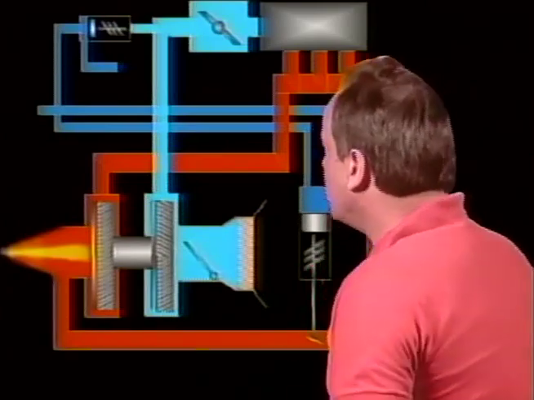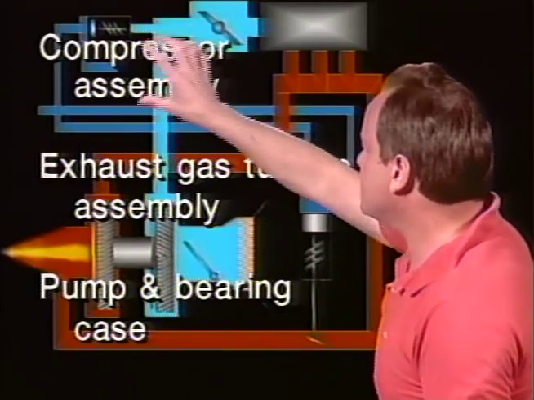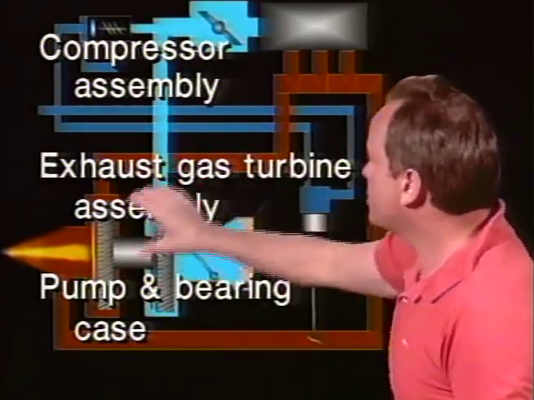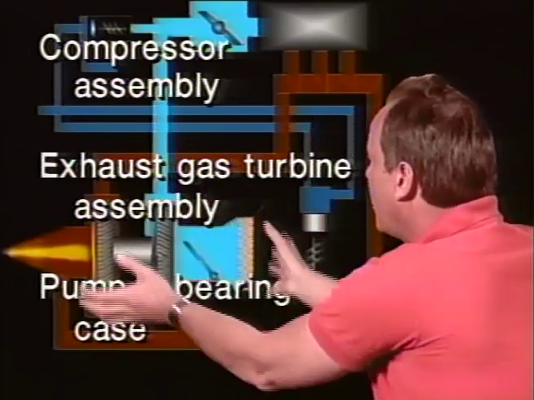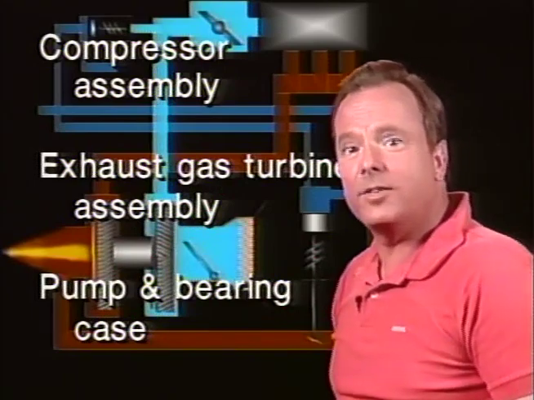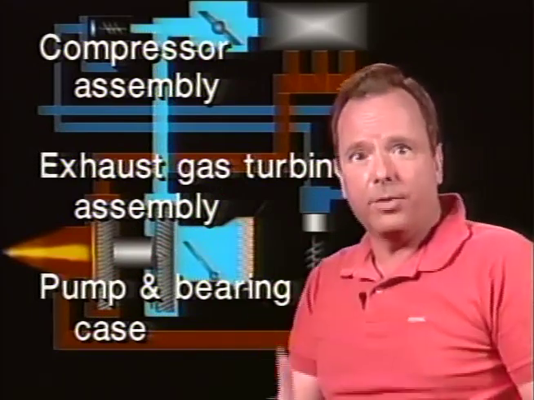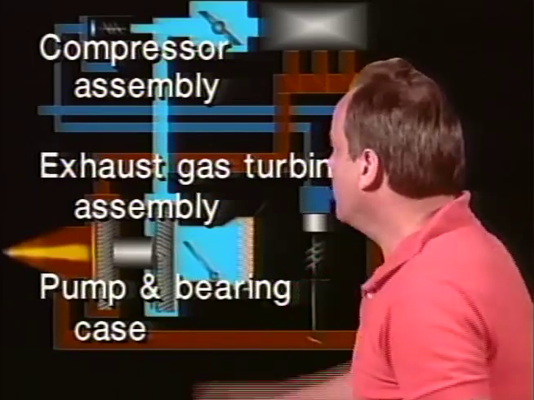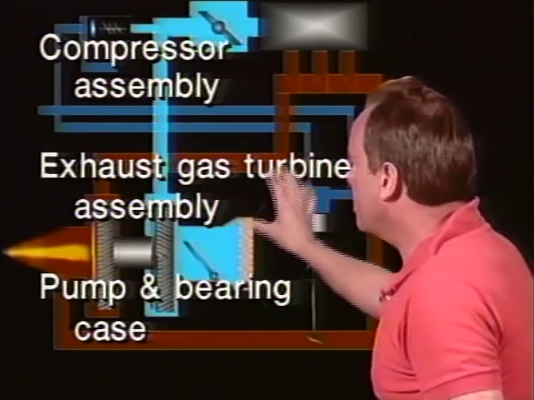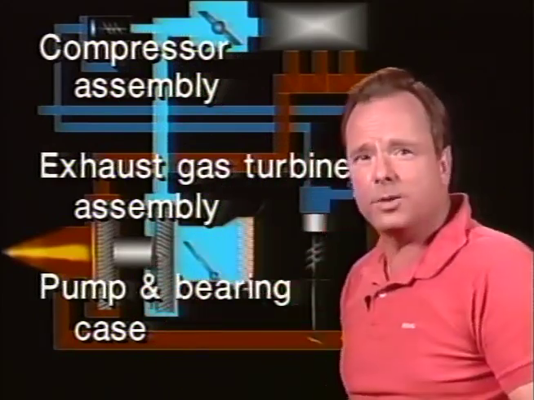All right, now let's take a look, once again, at a typical turbo supercharger. What is that? That's just a regular supercharger. They're going to ask you, what are the three basic parts of a typical turbo supercharger? They are the compressor assembly, that's right here, the exhaust gas turbine assembly, that's this part over in here, and the pump and bearing case, the whole case around those. And they're going to ask you about that on the test. What are the three parts typical of a supercharger for a large reciprocating engine? It's the compressor assembly, the exhaust gas turbine assembly, and the pump and bearing case, the case that goes around the whole thing.